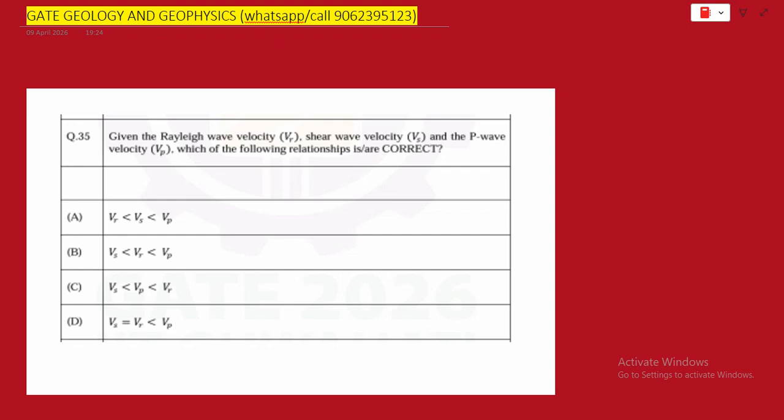Everyone and welcome back. So today we are tackling a very nice question from the GATE, that is the Graduate Aptitude Test in Engineering Geophysics paper.